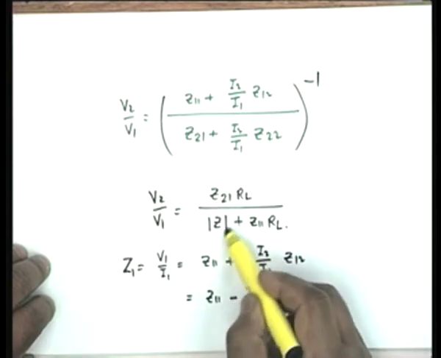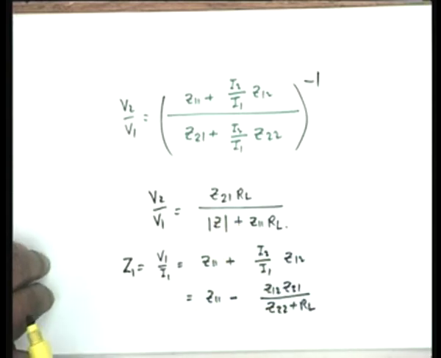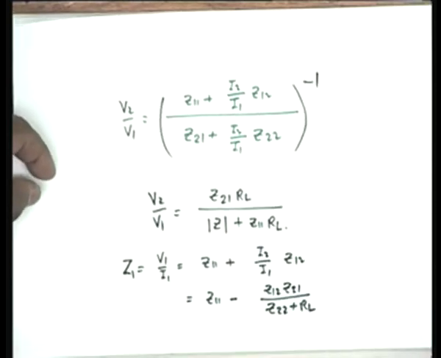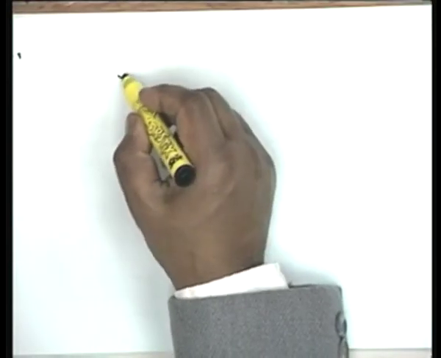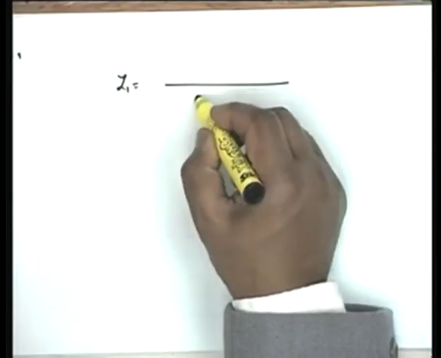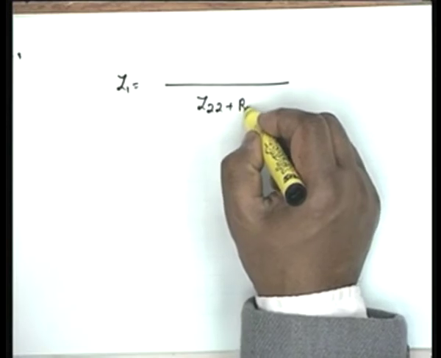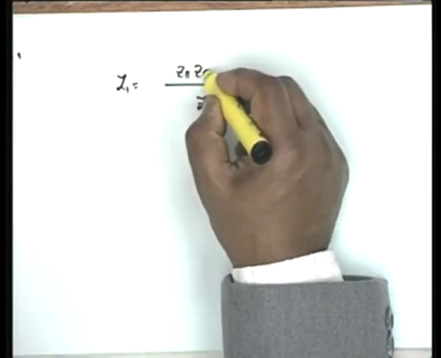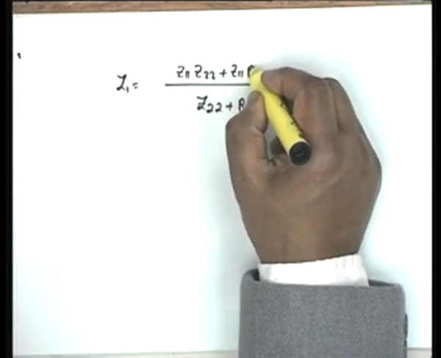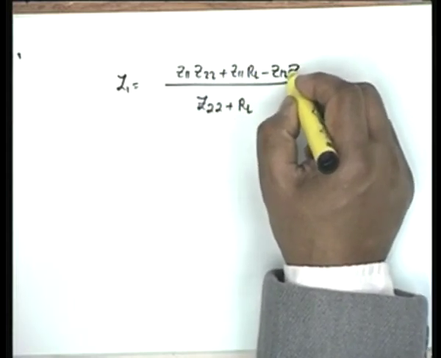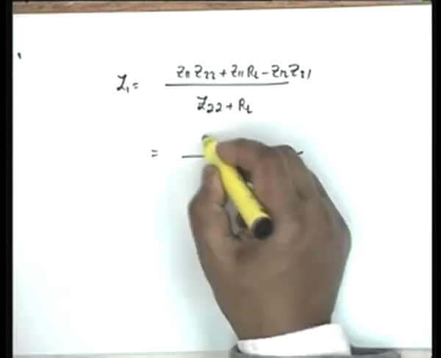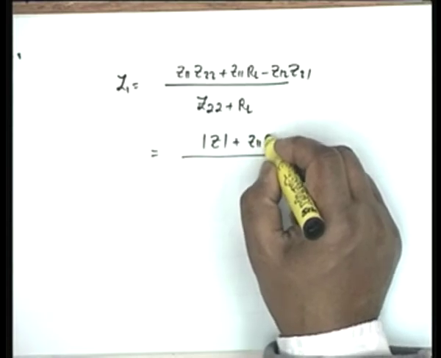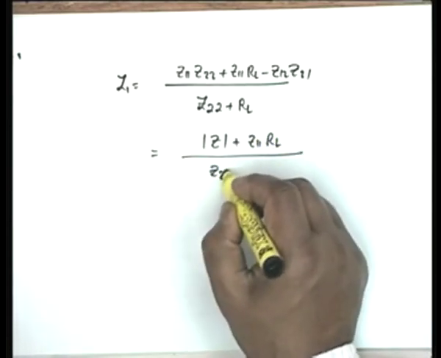This stands for the determinant of Z, and you see that determinant of Z once again shall come here. If you simplify this, you shall get Z1 as equal to Z22 plus RL. Then here we shall have Z11 Z22 plus Z11 RL minus Z12 Z21, which is equal to determinant Z plus Z11 RL divided by Z22 plus RL.